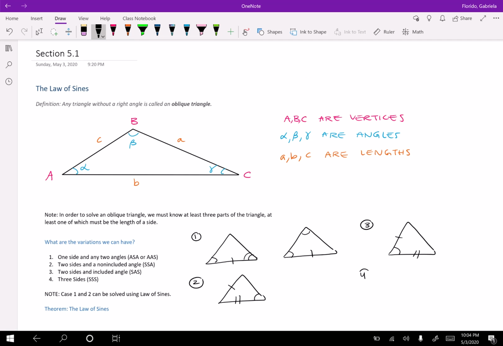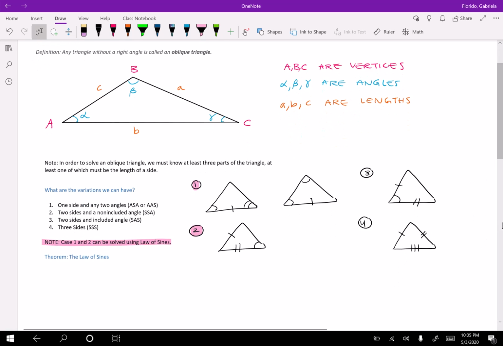And the last option that we can have, the last variation, is having 3 sides. So side, side, and side. They don't all have to be the same length. Okay, they could possibly have the same length, but doesn't have to be. Note that in case 1 and case 2, this can be solved by using the law of sines. So these two, we can solve them by doing the law of sines. And so let's talk about the law of sines.